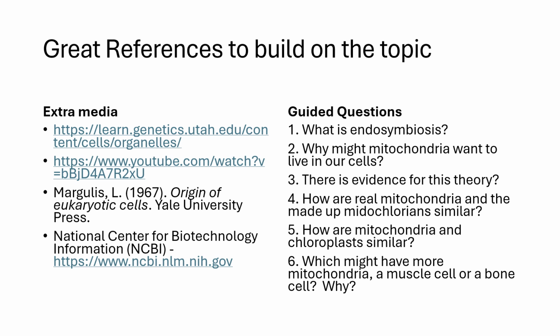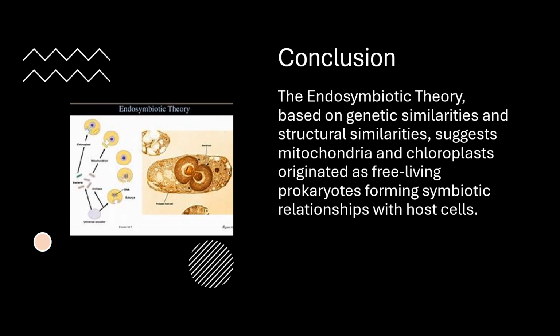They can also read Bryan Sykes's Seven Daughters of Eve, a great book about using mtDNA to trace ancestry. Their guided questions will help them, for example, by leading them to ask what is endosymbiosis, and why might mitochondria want to live in our cells. There is evidence for this theory, and how mitochondria and bacteria are similar, and how mitochondria and chloroplasts are similar, and which might have more mitochondria, a muscle cell or a bone cell, and why. This will help elaborate their thinking and gain deeper knowledge.